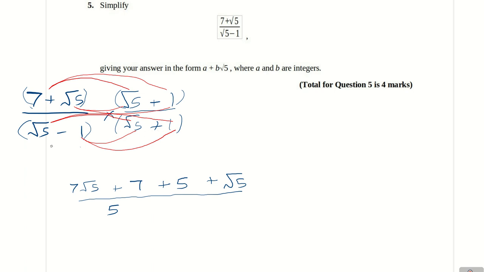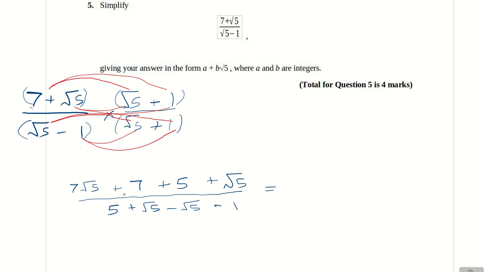Now we come to the terms in the middle, and they're both going to have square roots in them, but because of the sign difference, they should hopefully cancel out. So root 5 times 1 is plus root 5. Root 5 times minus 1 is minus root 5. And then minus 1 times 1 is just minus 1.